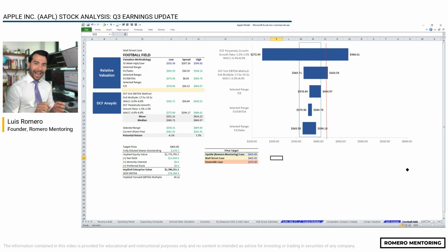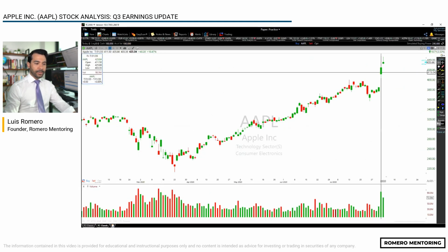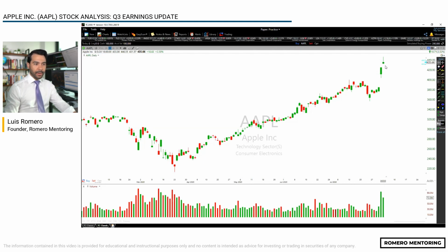or the price move has gotten ahead of itself on a valuation basis when you apply these different sets of methodologies. What is the price target that this model had projected on a Wall Street case basis? 405. What was the upside case that the student who put this together had? 435. And of course, the downside case was 375. Let's open up the chart to see where Apple's stock price is at right now. Here it is, right? So obviously here's the gap, the pop on earnings, better than expected. Here's today's price action, okay?